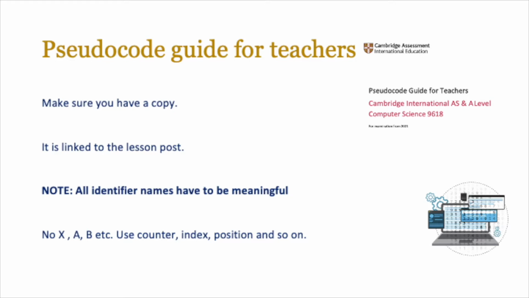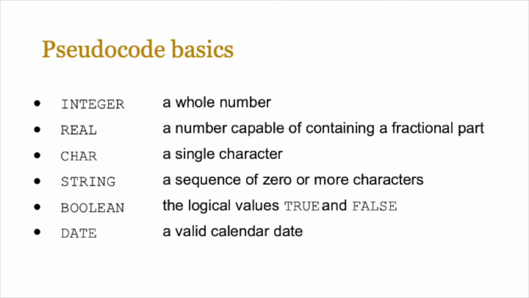It gives you all the different types of pseudocode that you will need to learn for an exam. Now let's get back to pseudocode basics. Integer is a basic data type used to represent whole numbers. We don't use float in pseudocode. We use real, and this is a number capable of containing a fractional part.